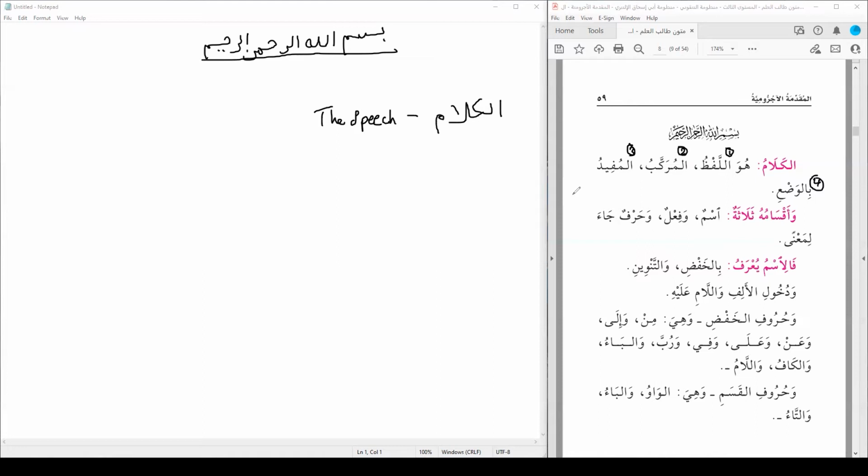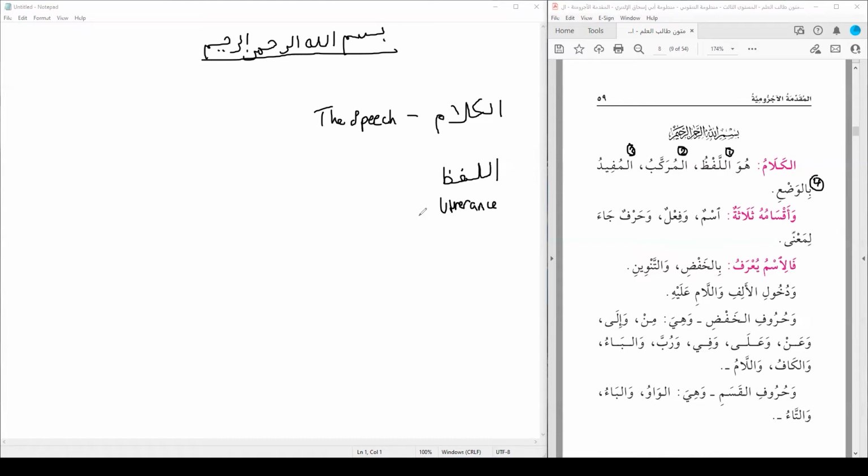So the first thing he describes about al-kalam is that it is al-lafdhu. The speech in the Arabic language is something called al-lafdh. The word al-lafdhu, you can translate it to mean utterance, yani something that you utter with your mouth. The definition of al-lafdh is a sound that comes out of your mouth and it contains some of the letters of the Arabic language. صوت يخرج من الفم ويشتمل على بعض الحروف الهجائية.